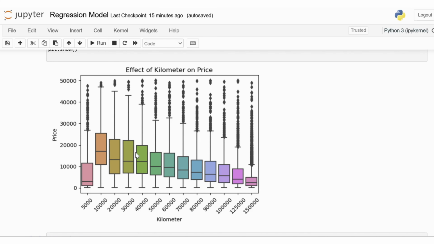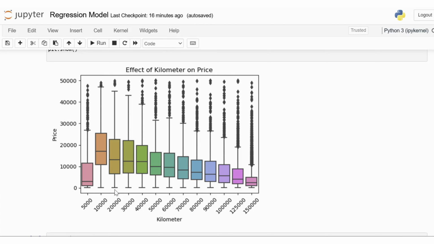For lower mileage cars, there is a greater variation in prices, as seen by the height of the boxes and the spread of the whiskers. This suggests that factors other than mileage play a significant role in determining the price of cars with lower kilometers.